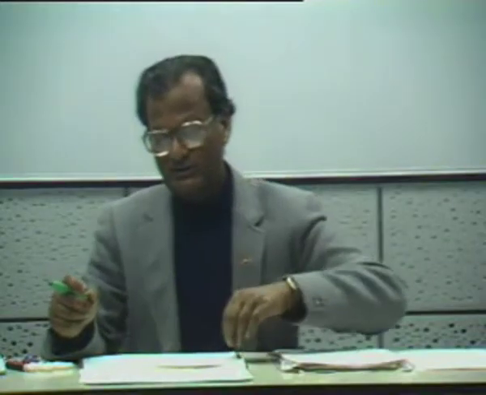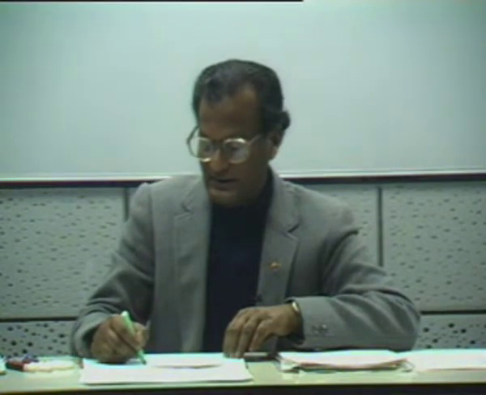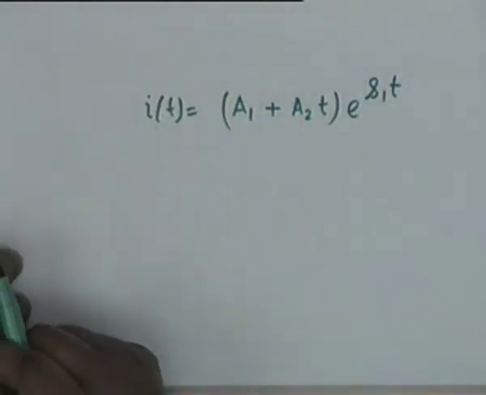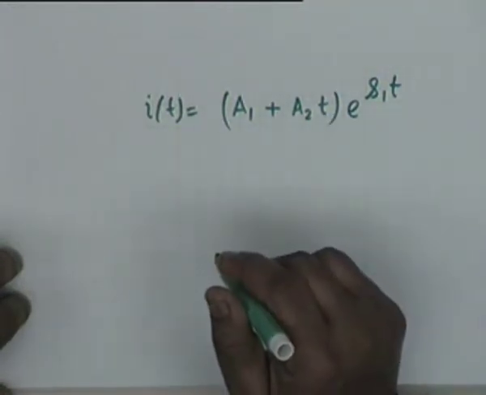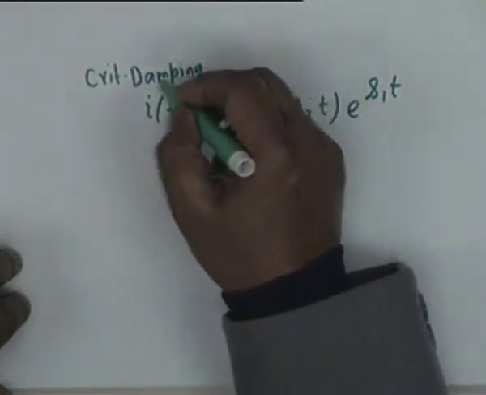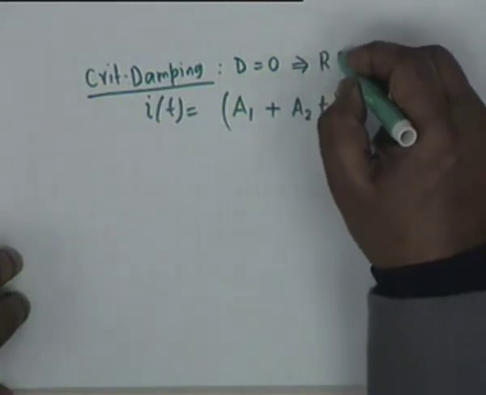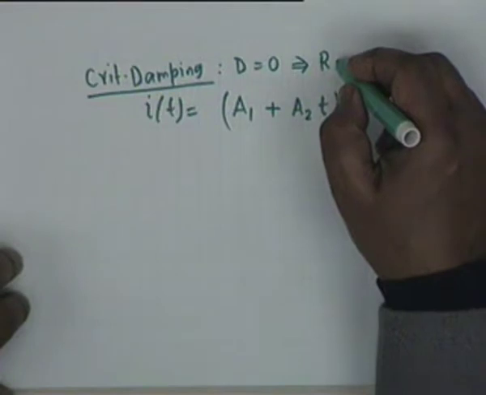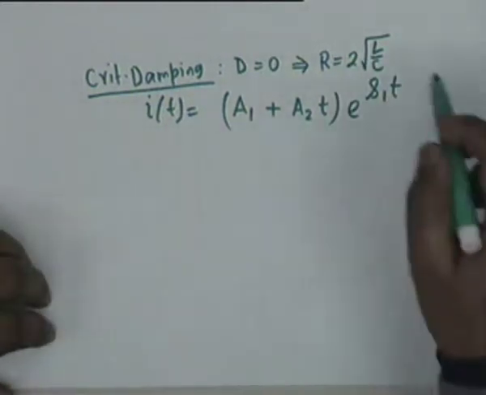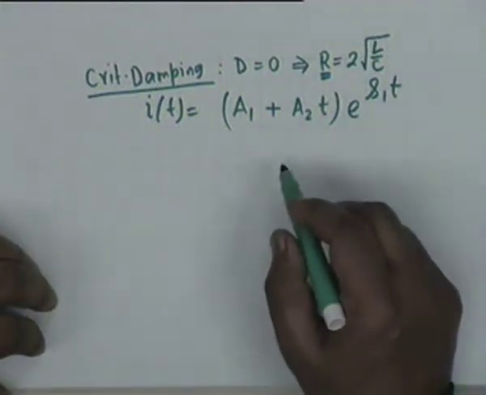And as you know in the solution of differential equations, the solution in this case shall be given by a1 plus a2 times t, e to the power, let us say s1 or s2, s1t, all right. This is the general form of the solution. This is the case for critical damping, that is capital D equal to 0, which means that R squared by 4 L squared equals 1 over LC, so R would be equal to twice square root of L by C. Is that correct? Alright. So, this value of resistance is called the critical value of resistance, R critical, and under this condition this will be the general solution.